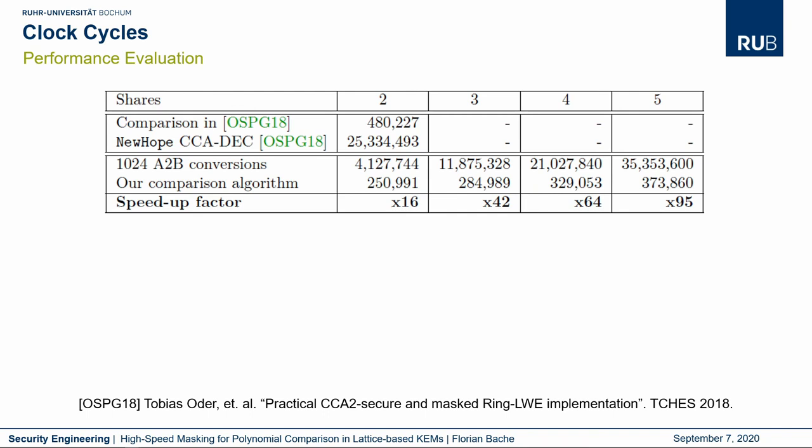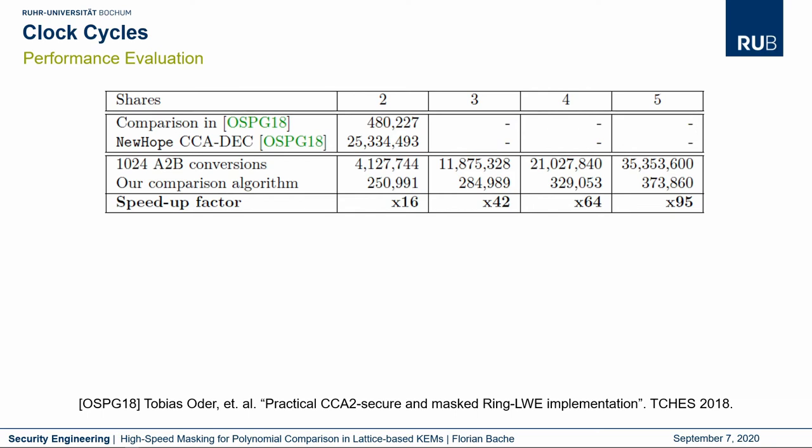And these are the performance figures for New Hope. Please note that all values include the time needed for randomness generation. Some of the numbers I showed earlier already: when we are using two shares, we are faster even than the first order only comparison provided by Oder et al.